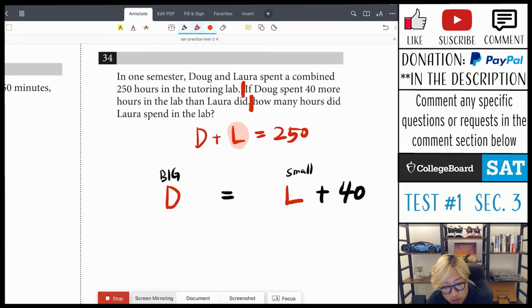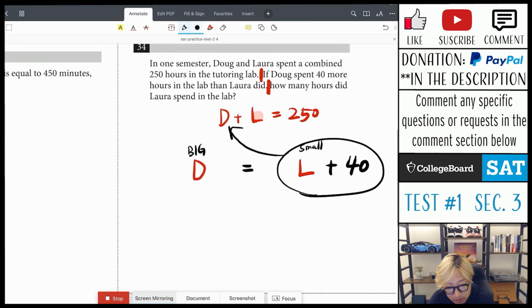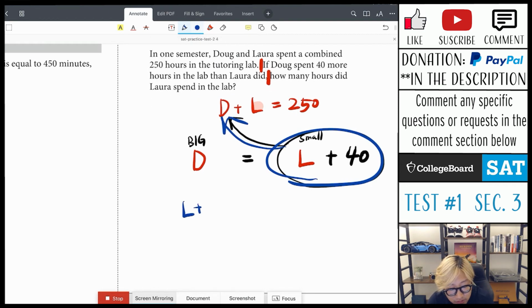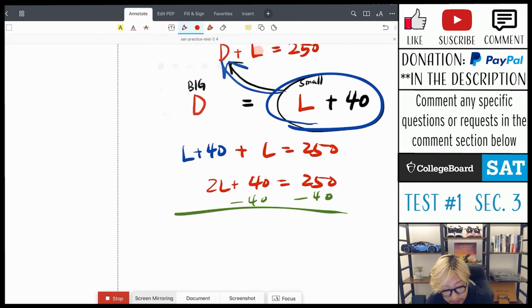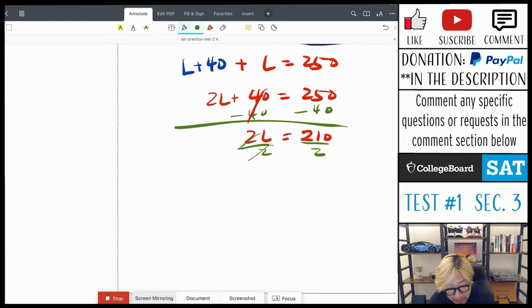Well, first of all, we know D is equal to L plus 40. So just put that right in here, into this D. So L plus 40, the Doug, plus L is equal to 250. So that gives me 2L plus 40 is equal to 250. Go ahead and subtract 40 on both sides. And I get 2L is equal to 210. Divide by 2 on both sides. And that is how I get Laura, which is equal to 105.